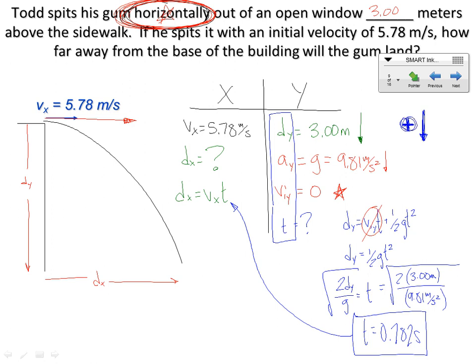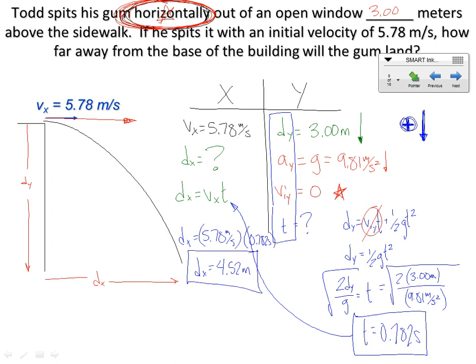All right, so dx here is now 5.78 meters per second times 0.782 seconds. dx is 5.78 times 0.782. dx is 4.52 meters.